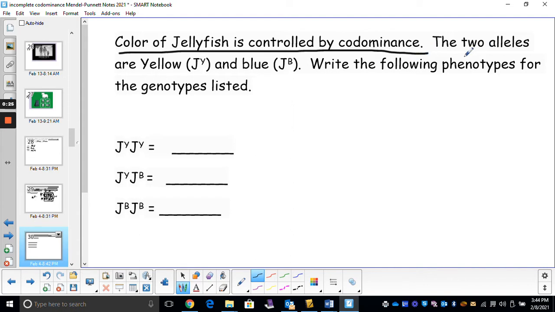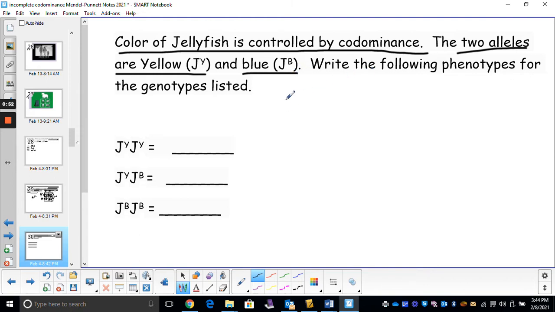So in this example, we're going to use two alleles. We're going to say yellow is a capital J with a little superscript Y, and blue is going to be a capital J with a superscript B. And again, notice both are capital letters because they're both dominant alleles. We're going to use a little name tag up here with a Y for yellow and a B for blue. Again, that's not an exponent, that's nothing with math, just a little name tag.